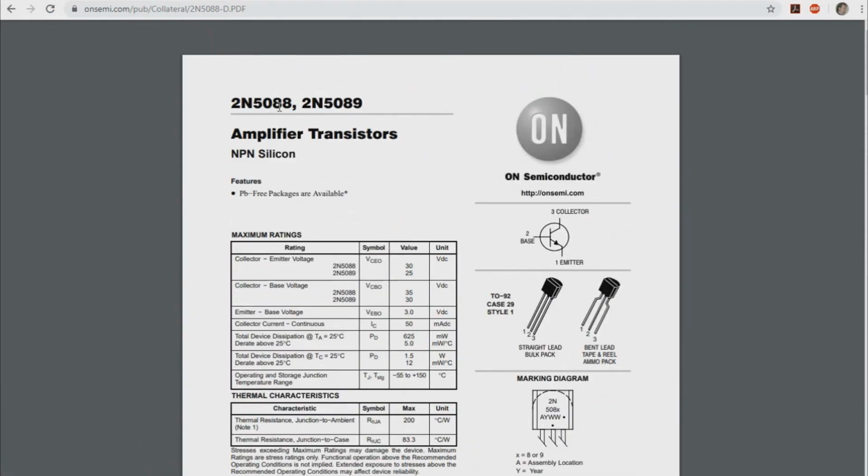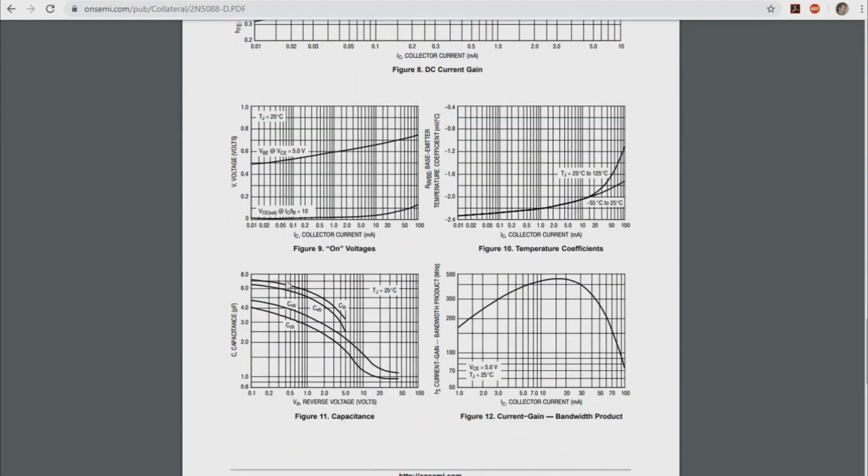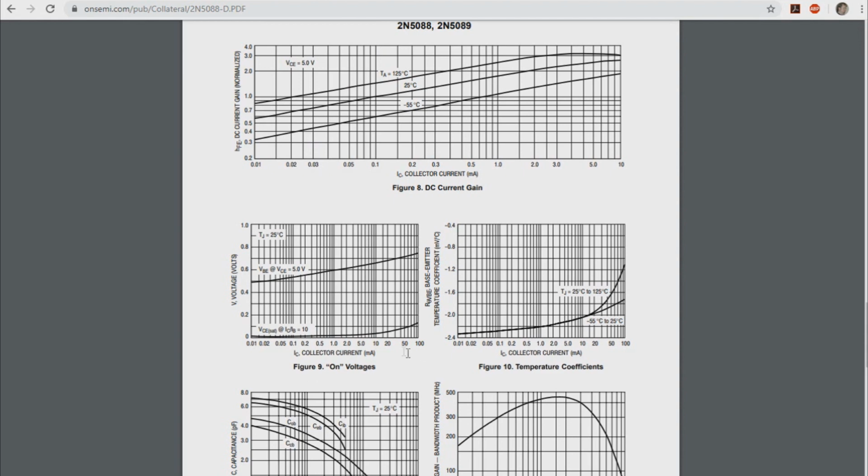So here's the data sheet for the 2N5088 from On Semiconductor's website. Down here, we're going to have to look at some graphs, but figure 9 on voltages is basically what we're looking for here. What we're trying to do is bias the transistor at half voltage. So half of your battery voltage, if you have a 9-volt battery or a 9-volt supply, is going to be 4.5 volts.